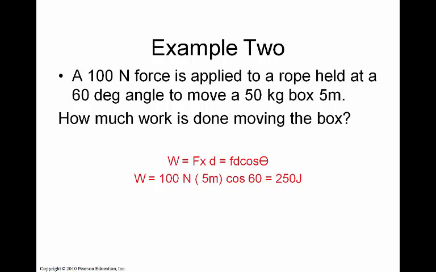In example 2, a 100 Newton force is being applied to a rope held at an angle of 60 degrees to move the 50-kilogram box 5 meters. How much work is done moving the box? So in this case, the 100 newtons is not a horizontal force, but it has a horizontal component, F cosine theta, which means that we're going to use the FD cosine theta formula. Plugging in, we get 100 newtons times 5 meters times cosine of 60, which gives us 250 joules.